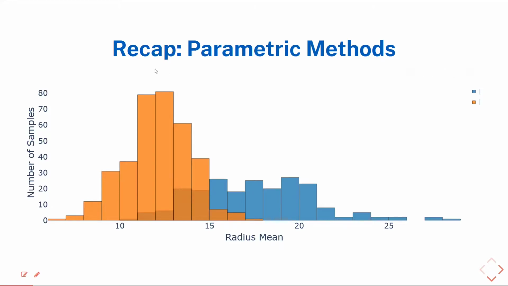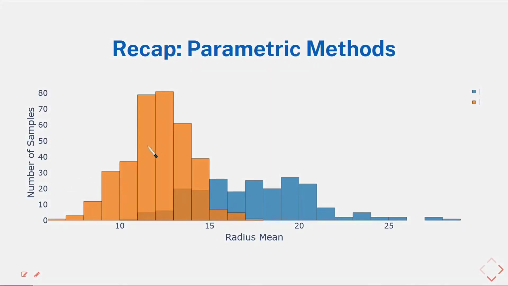Now in Bayesian statistics, we would essentially take these histograms, we would calculate the arithmetic mean and the variance for each class, and we would create a Gaussian distribution centered on the mean and with the measured variance. And we would use that to model the benign class, and then we would do the same thing for the malignant class.